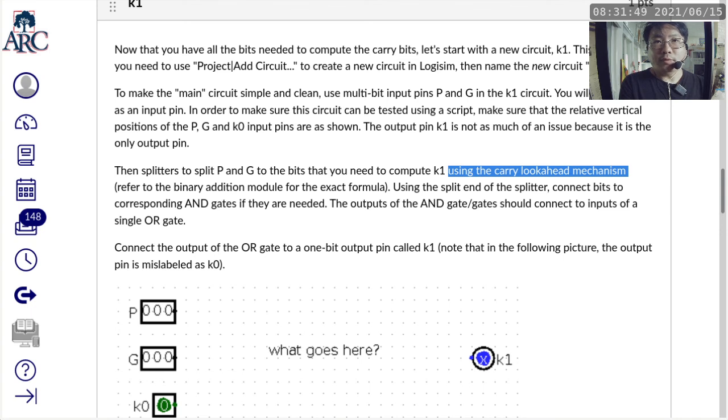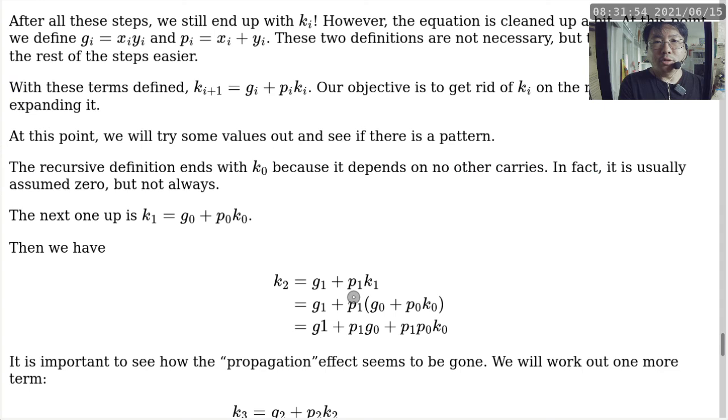Once you have extracted the right bits out, these are single bit operations. In other words, the OR gate is a single bit OR gate. The AND gate is a single bit AND gate, because G0 is one single bit. It is bit 0 of all the G's. This is bit 0 of all the P's, and K0 is a single bit input pin. So these are all individual bits.